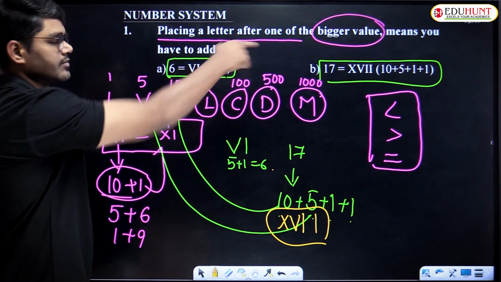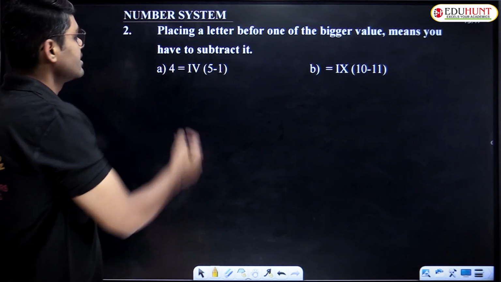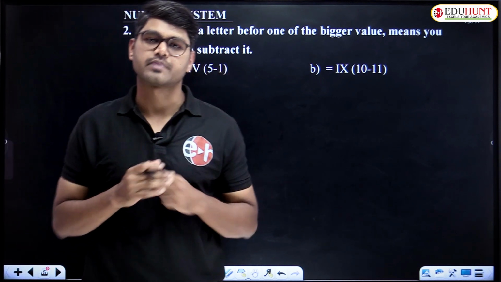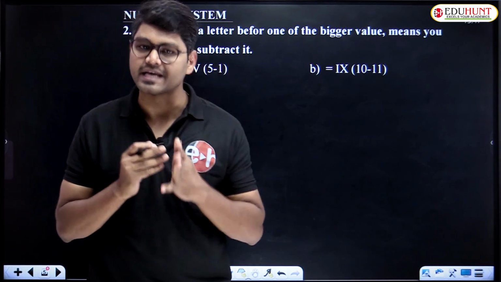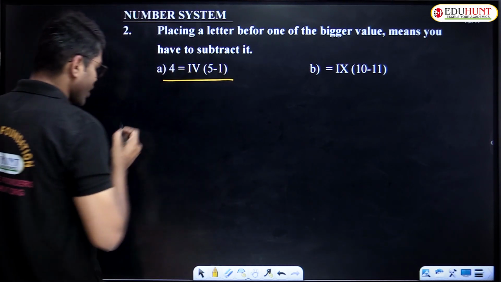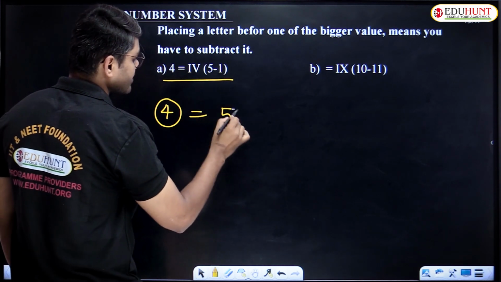Okay students, let's go to the next rule. Placing a letter before the bigger value means you have to subtract that smaller number from the bigger number. Let's see the example. First one is 4. How can I write 4? 4 can be written 5 minus 1.